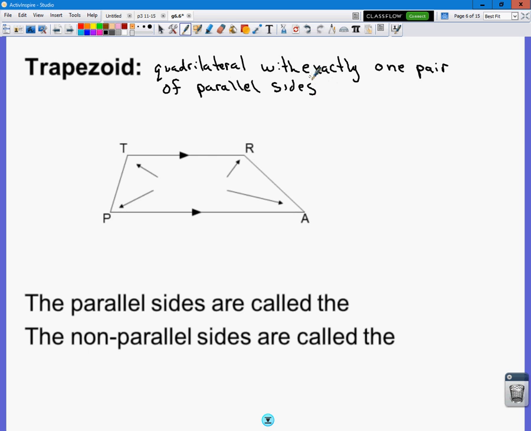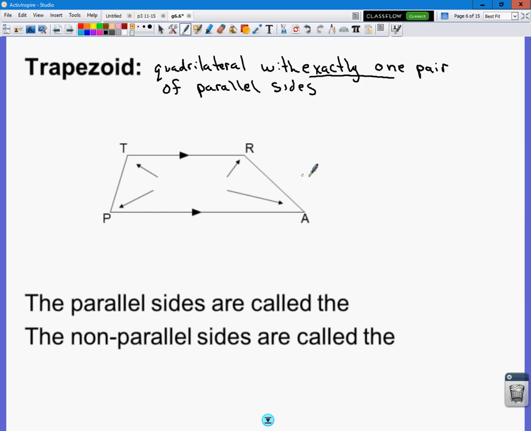The reason it's important that it says exactly one pair: a parallelogram has one pair of parallel sides, doesn't it? In fact, it has two pairs of parallel sides. So to be a trapezoid, it can only have one pair of parallel sides.